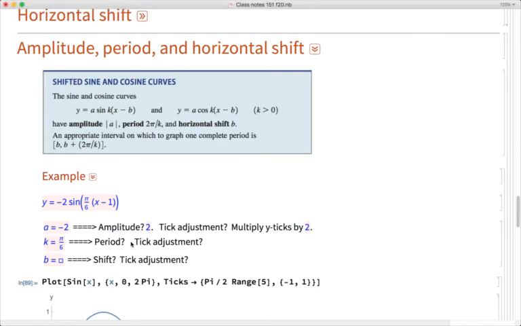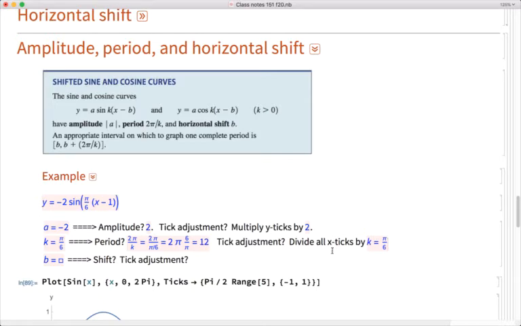You get the period by taking 2 pi divided by k. So here, 2 pi divided by pi over 6 is the same thing as 2 pi times 6 over pi. So that's 12. Okay, the tick adjustment. What are we going to do? We're going to divide all x ticks by k equal pi over 6.